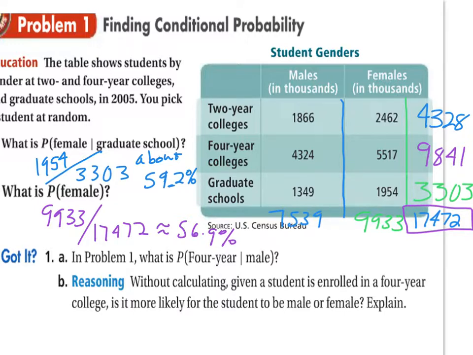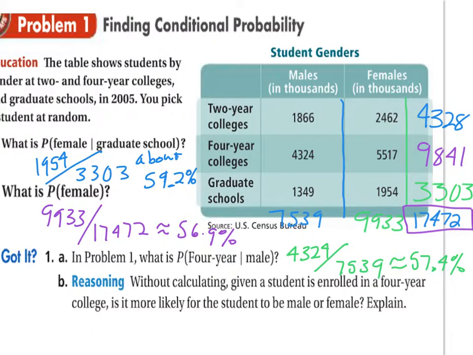So given that they're a male, now we're looking at just the male column, which is 7,539 for the denominator. And given that they're male, probably they're in the 4-year, well, that's 4,324 males there. So again, finding that probability, I get about 57.4%. So that's what that looks like.